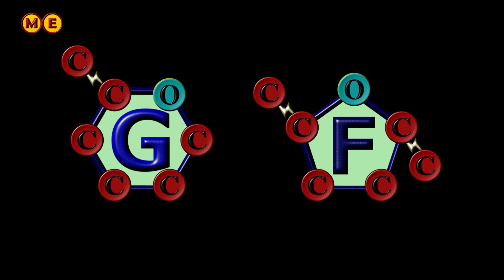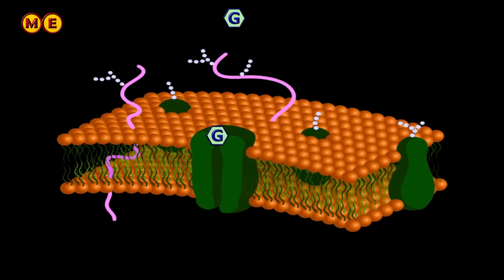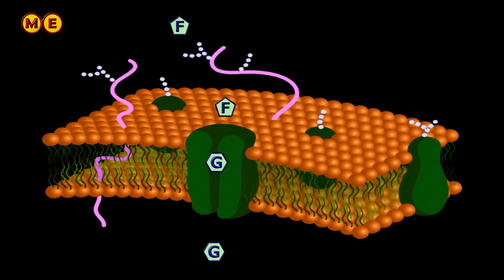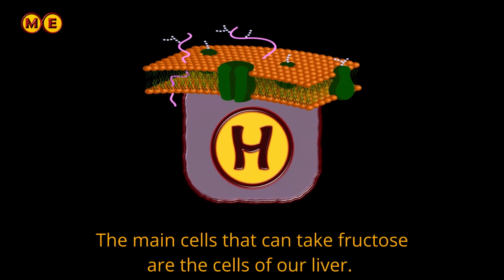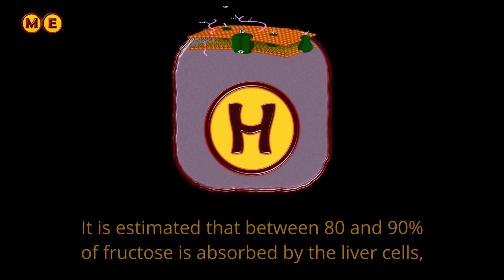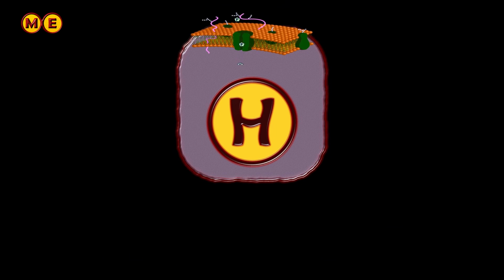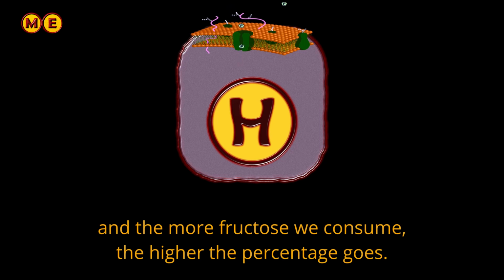That's why they use different channels to enter the cells. And while all cells in the body have many channels that can let glucose in, not all the cells have the ability to absorb fructose. The main cells that can take fructose are the cells of our liver. It is estimated that between 80 and 90% of the fructose is absorbed by the liver cells, and the more fructose we consume, the higher the percentage goes.